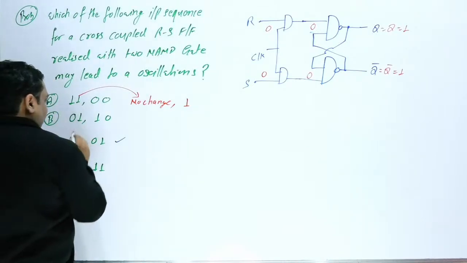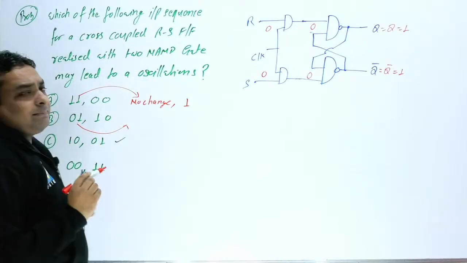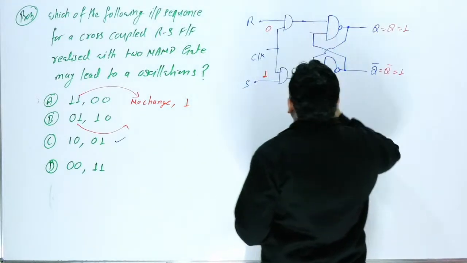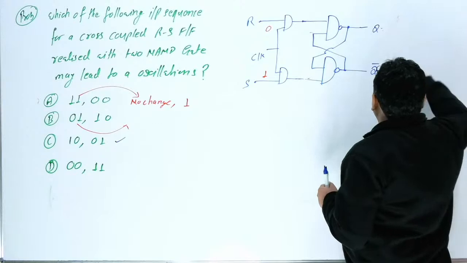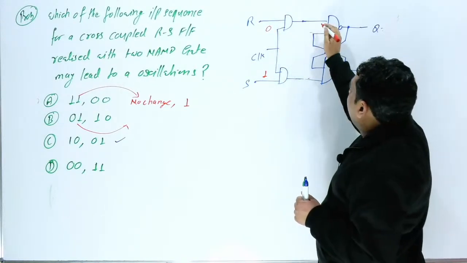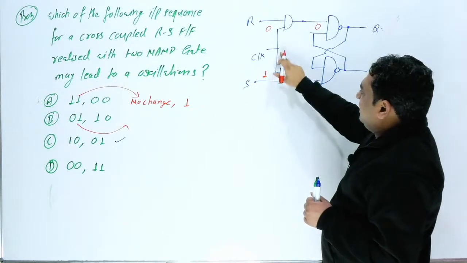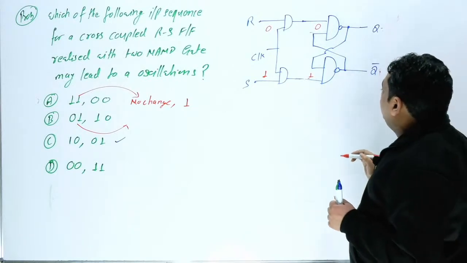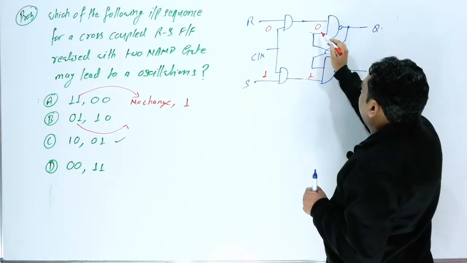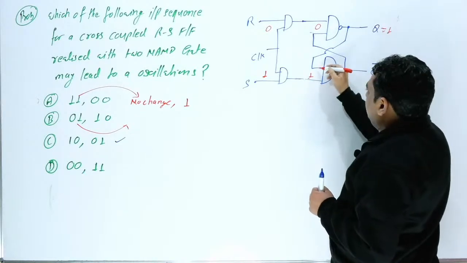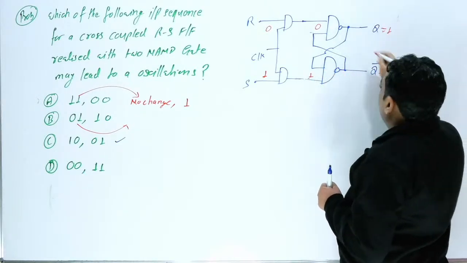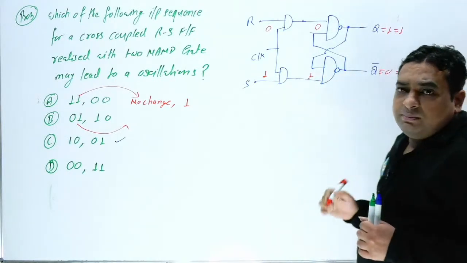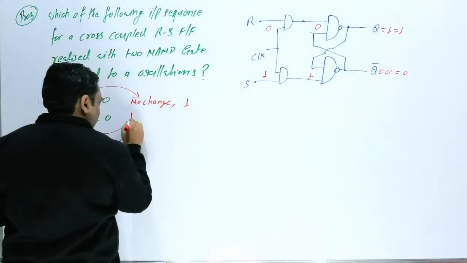Now come to the second case. Suppose you apply 0 1. If any input is 0, the output will definitely be 0. If this is 1 and you apply the clock, you get 1. So which do you operate first? 0 dot anything is 0, 0 bar is 1; 1 dot 1 is 1, 1 bar is 0. Then 0 dot 0, 0 bar is 1, and 1 dot 1, 1 bar is 0. In this case you are getting output permanently 1.